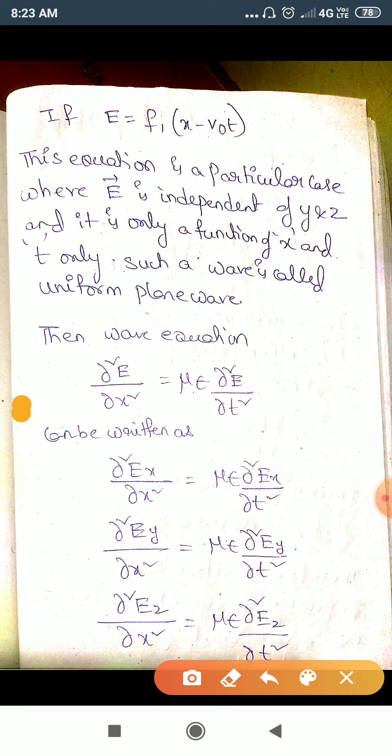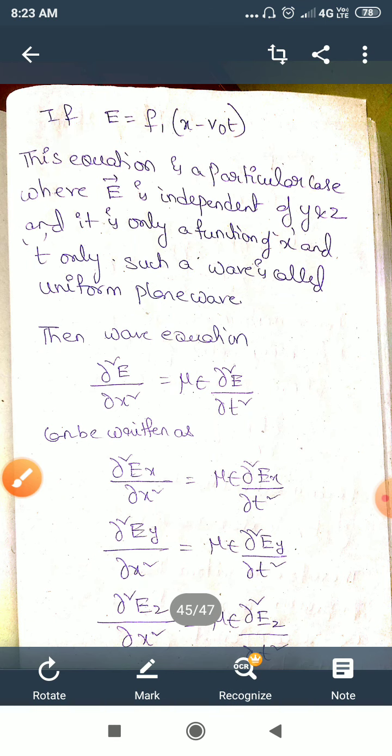Okay, look at this one. So this is the function we have taken, E equal to f1 of x minus v naught of t. So in this particular case, E is independent of y and z, and it is only a function of x and t.